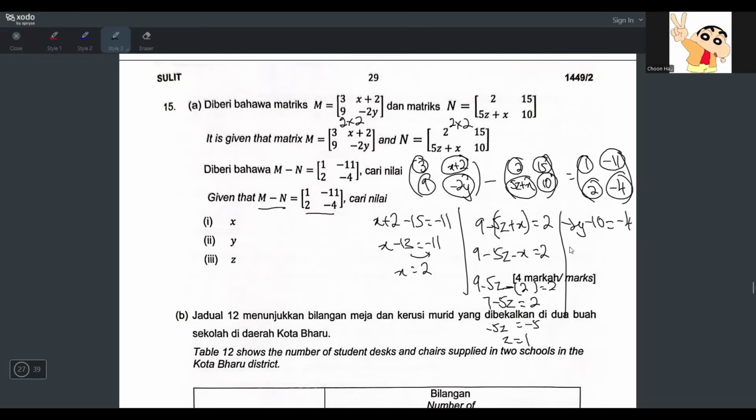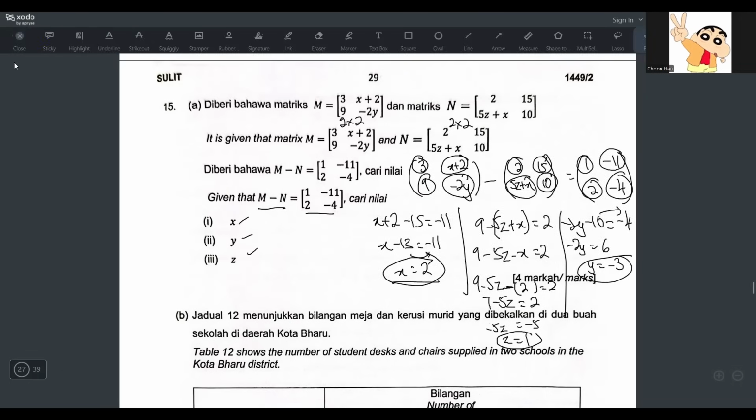Last one, how to find y? Negative 2y, negative 10 hantar jadi plus 10. Negative 4 plus 10 is 6. So y sama dengan 6 divided with negative 2 is negative 3. So this is your x answer. This is your z answer. This is your y answer. So sudah siap 1, 2, 3. Okay, that's all.